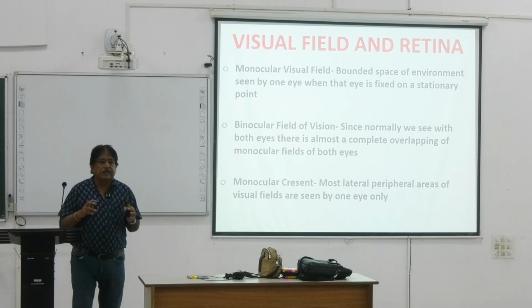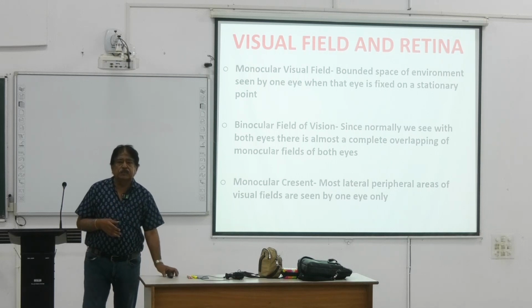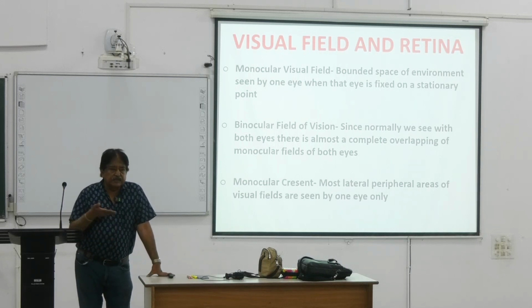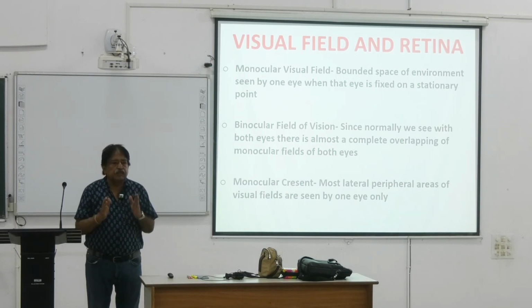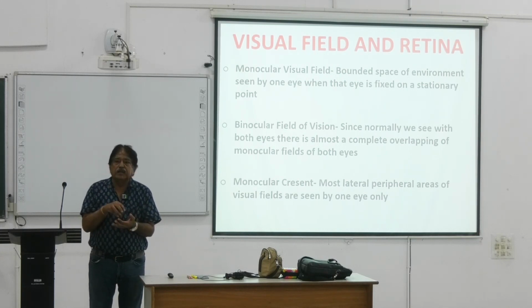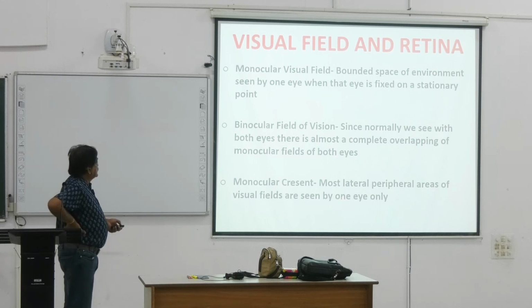This is actually like when you are using a binocular microscope. If you go to the histology lab, when you are viewing the slide, then slowly when you scan the slide and the focus comes, previously you will see one eye, two eyes, and then you will see two eyes. Then you will see it overlaps and you can see the total field of the area focused by your microscope. Now, monocular crescent: the most lateral peripheral areas of the visual field are seen by one eye only.